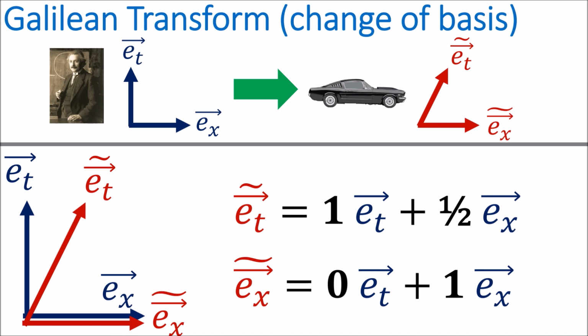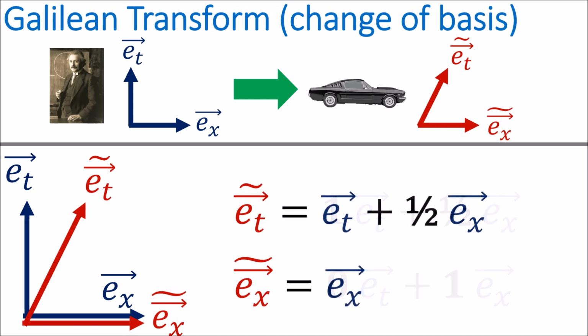To make things simpler, I'm going to leave out the 1s in this formula and get rid of the term with the 0 in it. So we've successfully come up with the formulas that let us convert Einstein's spacetime basis into the Carr's spacetime basis.